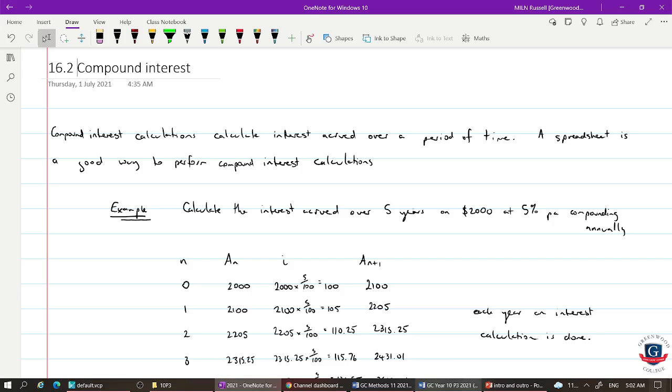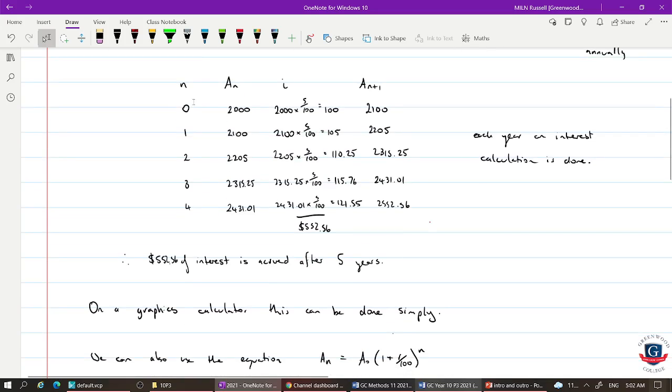So in this case, we're going to calculate the interest accrued over 5 years on $2,000 at 5% per annum, but this time it's going to compound annually. When we use the word compound, it means that the interest is going to change each period in each calculation we do. So in the first year, it's the same as the simple interest calculation. Start with $2,000, 5% gives us $2,100.